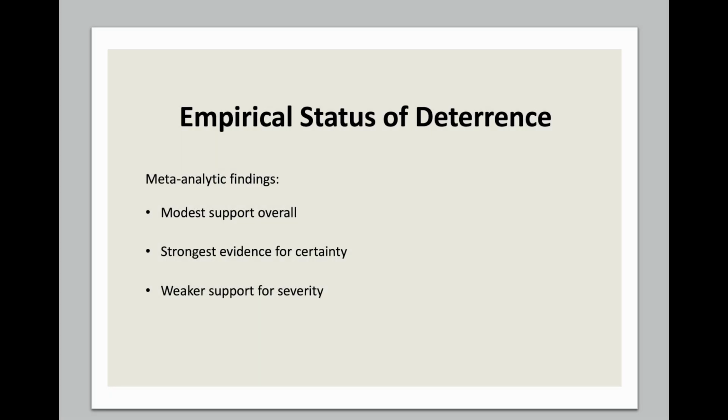Now we reach the empirical status of deterrence. What does the empirical evidence really show us? Well, this is where many of the students will become too simplistic. A weak answer would say that deterrence works or that deterrence does not work, but the empirical reality is much more nuanced than this. Overall, deterrence research generally finds modest support for deterrence effects, particularly regarding the certainty of punishment.